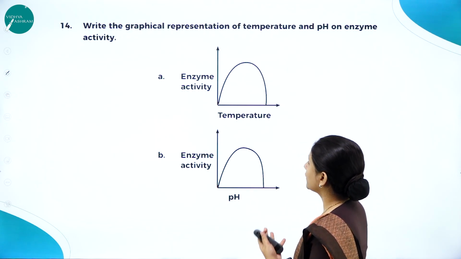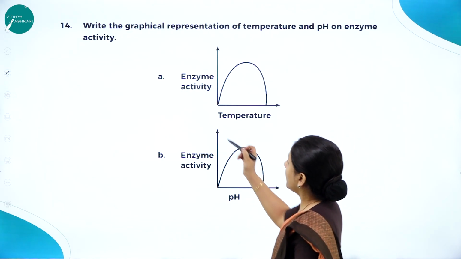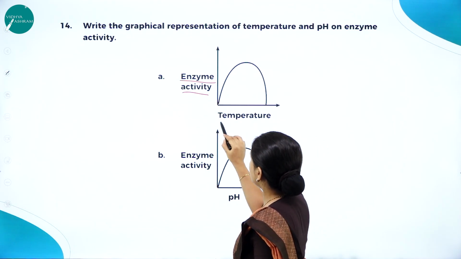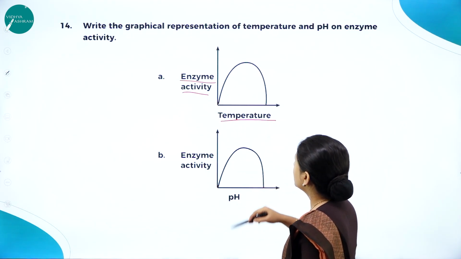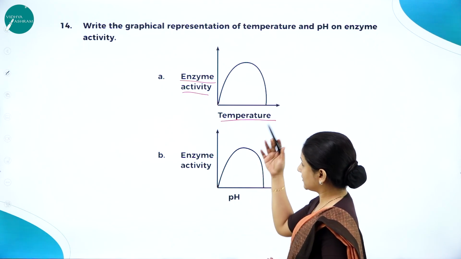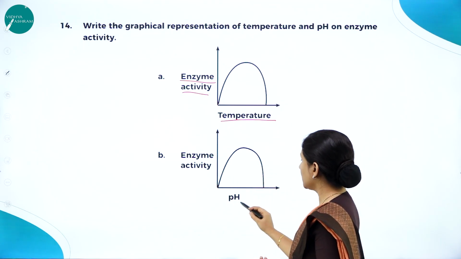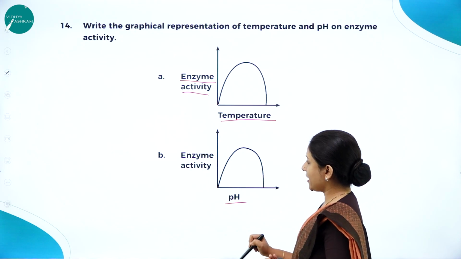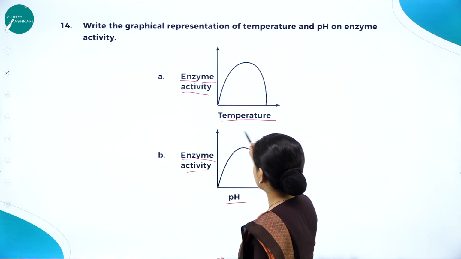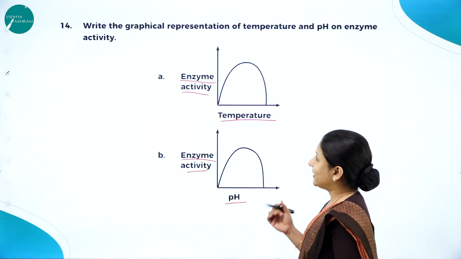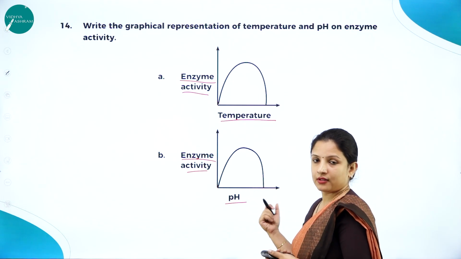So you have to draw the x-axis and the y-axis and you have to mention the enzyme activity. This is for temperature. So you have to draw the graph the same way. For pH, you have to mark pH, then enzyme activity, and you have to draw this graph. So this very rarely they ask, but it can appear as well.